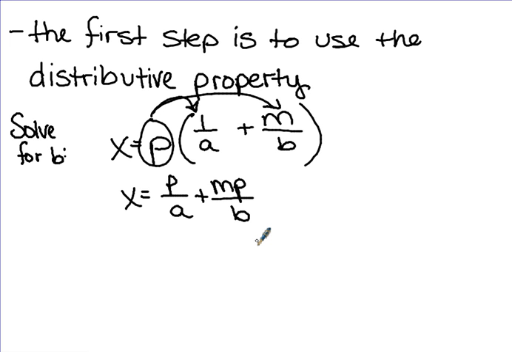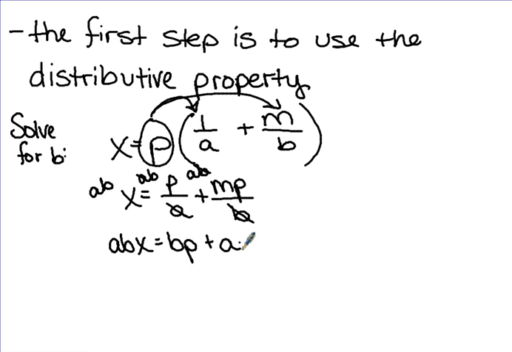Alright, we're solving for b. So instead of finding a common denominator and adding, we're trying to get that b separate, which means we want to get it to the point where we can factor it out. So we're going to multiply through each term by a common denominator in order to get rid of any fractions that we may have. A common denominator in this case is ab. So we're going to multiply everything through by ab. My first term is going to be abx. In the next term, the a's cancel out, and I'm left with bp. And in the next term, the b's cancel out, and I'm left with plus amp.